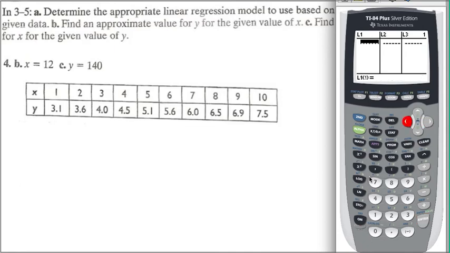X values are 1, 2, 3, 4, 5, 6, 7, 8, 9, 10. All right. Y values: 3.1, 3.6, 4, 4.5, 5.1, 5.6, 6, 6.5, 6.9, 7.5.